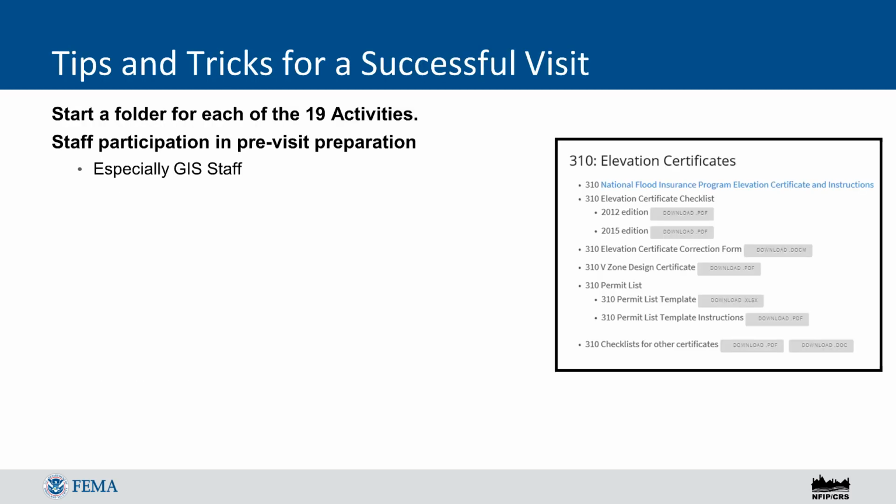And finally, let's go over some tips and tricks for a successful visit. Start a folder or some kind of organizational system for each of the 19 activities, and throughout the year, as you complete something, put it in the folder. That way you're not having to wrangle it all together at the last minute. Identify if there's other staff that needs to be involved in visit preparation or needs to attend the meeting, especially a GIS person who's useful for activities 420, 440, 450, and 501, where you'll need mapping.